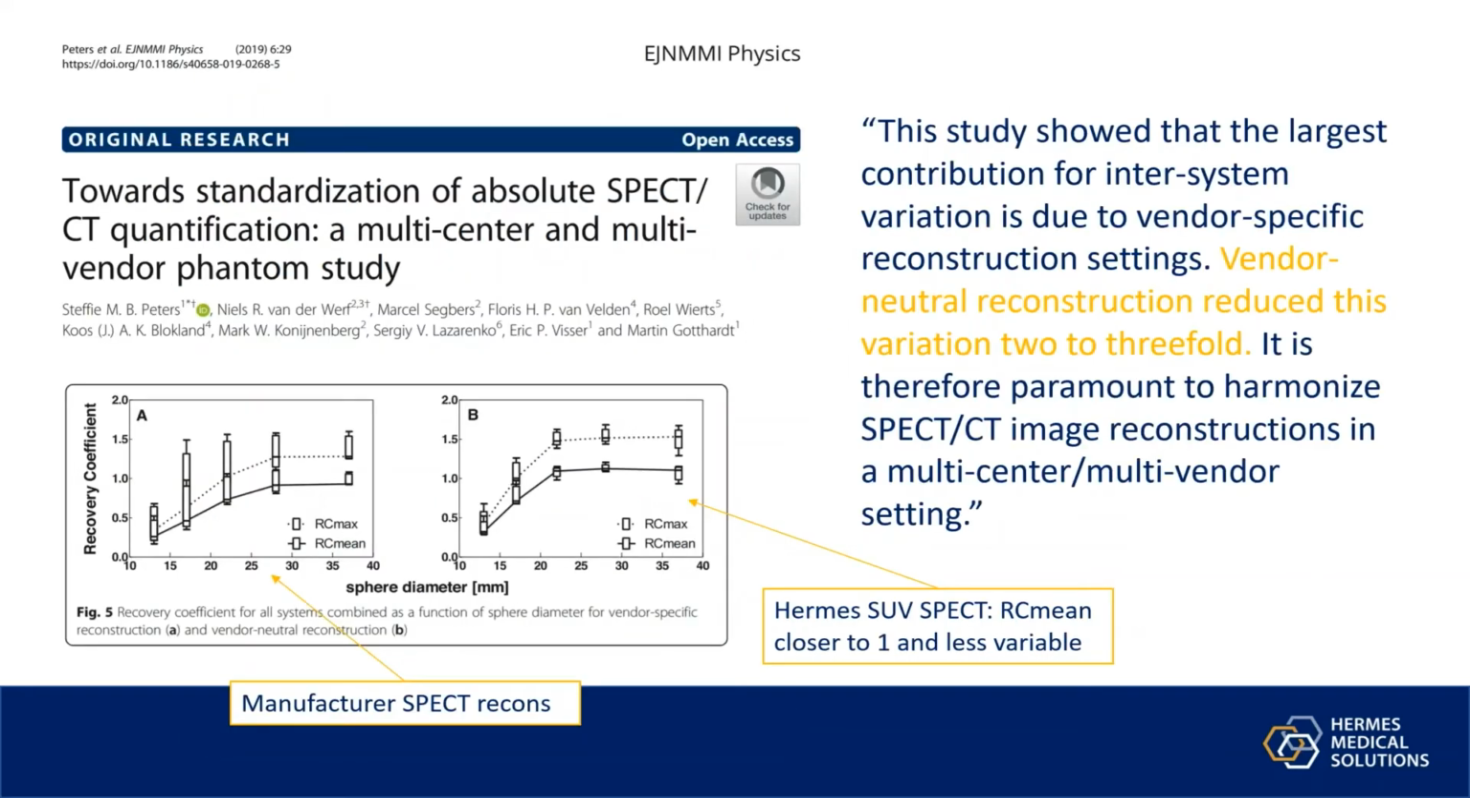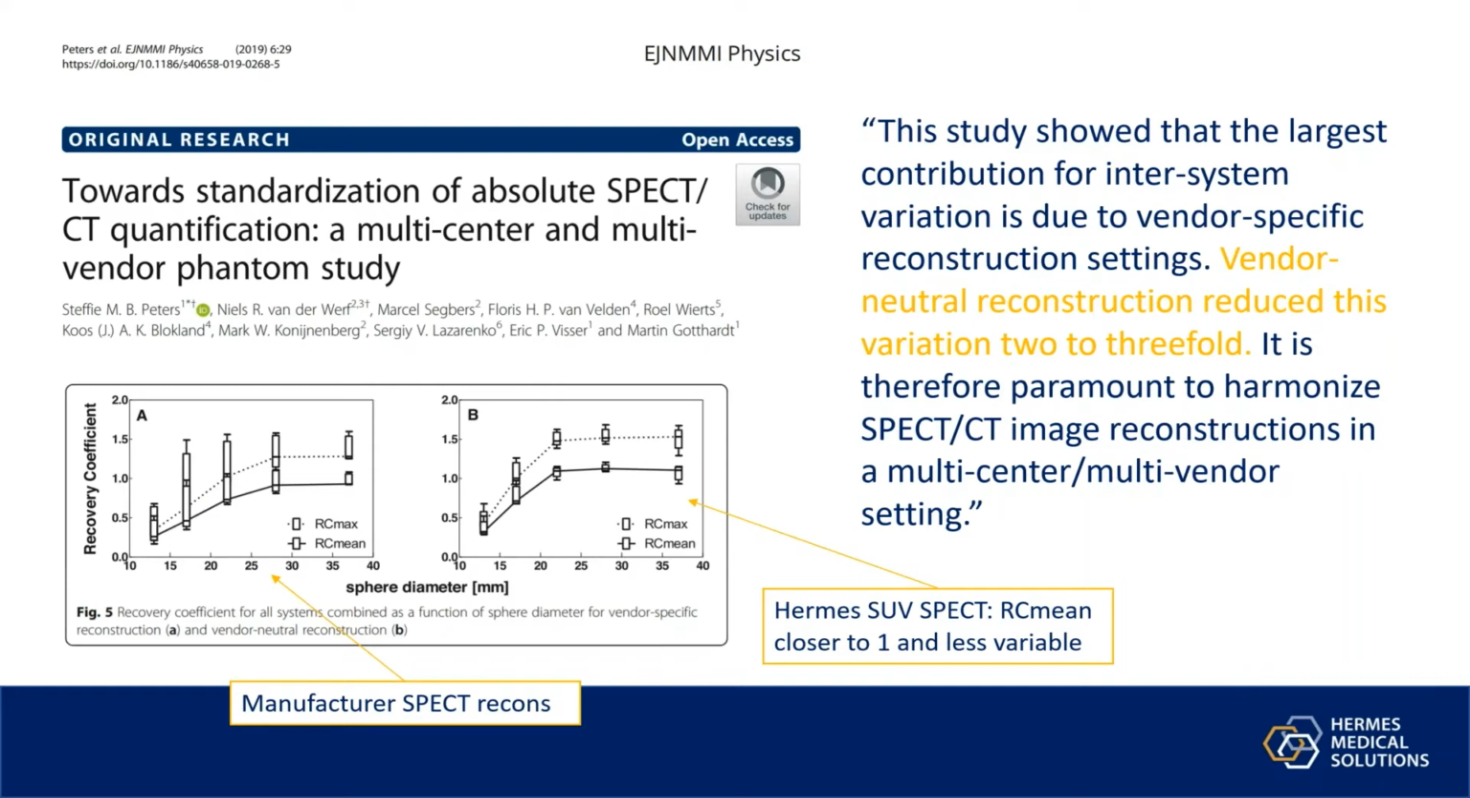This Dutch group took this study a little further. They not only looked at the Hermes SUV SPECT reconstruction, but they also used the manufacturer SPECT reconstructions in their study. They found that the vendor-neutral reconstruction, the Hermes reconstruction, reduced the variation in quantitation 2- or 3-fold. So it is paramount to harmonize these SUV SPECT reconstructions between the sites if you're trying to do a multi-center trial where you want quantitative SPECT as an output result.